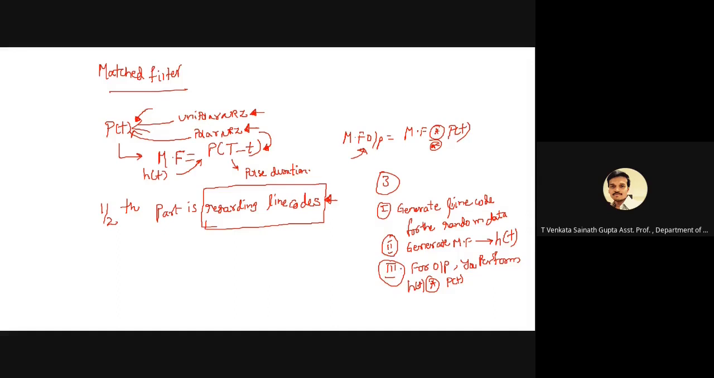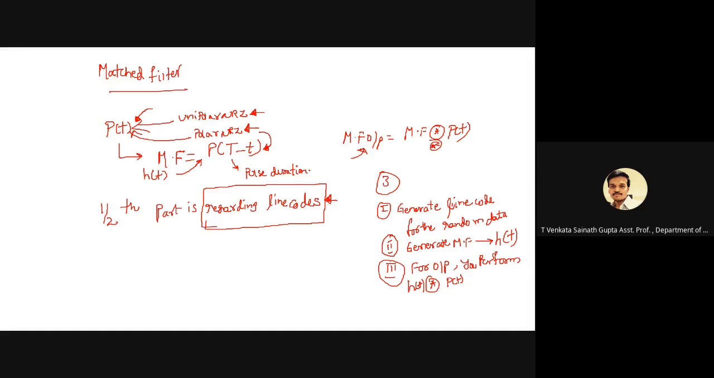I hope you understood these points. And matched filter, we already covered, so I'm not going in depth regarding how we got this matched filter. The only thing you need to understand is your matched filter response, that is your h(t), looks something like this: p(T minus t). Fine. Now we will try to see the program.